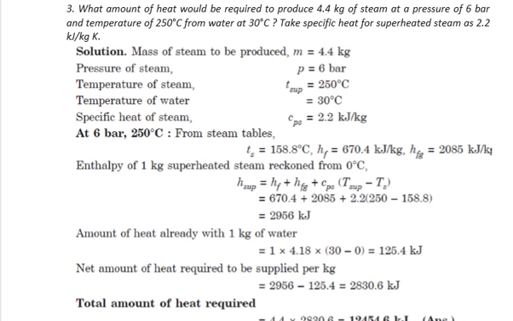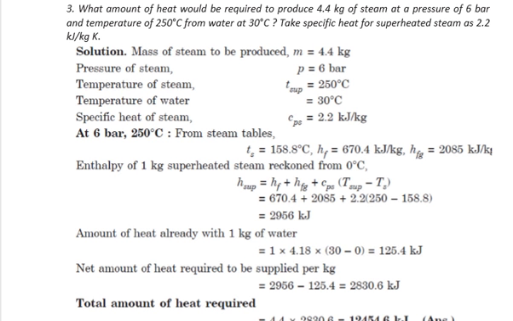Again, in this numerical, it is given that 4.4 kg of steam has a pressure of 6 bar and the temperature is given, from water having a temperature of 30 degrees Celsius. Again it is the same condition, only the parameters are different. The temperature of water is 30 degrees Celsius and that water is converted into steam. How much heat is needed to convert it to steam?